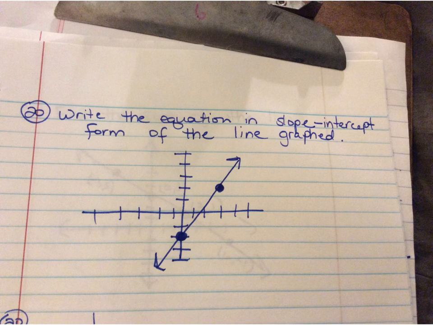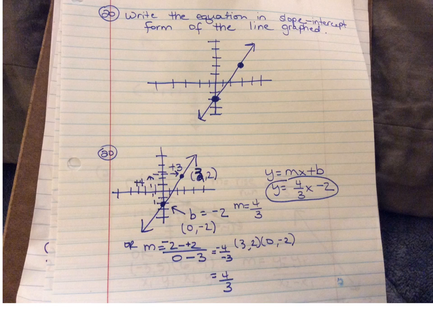Problem number 20. I gave you a line. You have to tell me what is that line that's graphed. Find it in slope-intercept form. Alright, so on problem number 20, we want to write the equation in slope-intercept form. So we need to remember we are not done until we find the answer to y equals mx plus b. So the first thing I know is that this is my y-intercept. So what number is that? That's -2. So that -2 is my b. And then I have to figure out the slope. And I can do it one of two ways. I can count the slope, or I can use the points and use the slope formula.